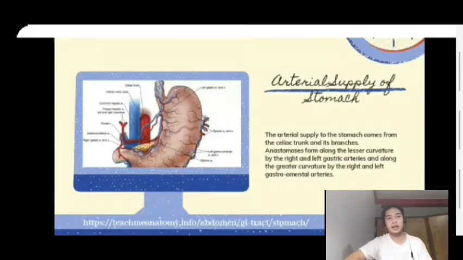Sympathetic nerve supply arises from the T6 to T9 spinal cord segments and passes to the coeliac plexus via the greater splanchnic nerve. Sa sympathetic nerve din, siya yung nagdadala nung mga transmitting fibers na nagsasend sa utak natin kung may masakit sa katawan natin and different stuffs.